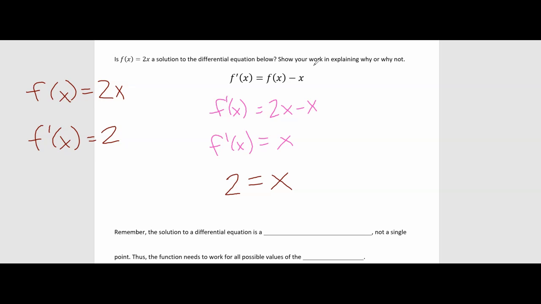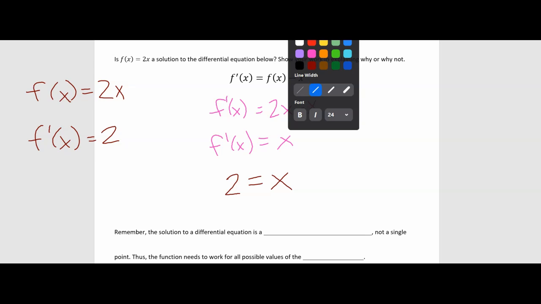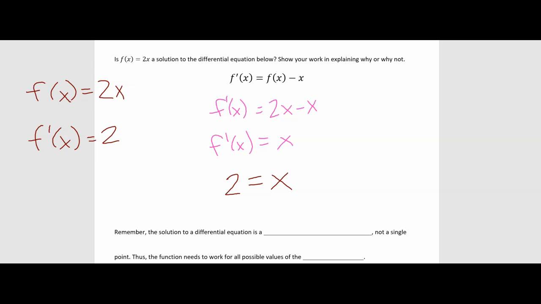Now, here's the thing. You may think, well, I got an answer, right? I got x is equal to 2. That doesn't look like it's false, right? It's not like 2 is equal to 4, false, but it's also not an identity. So take a look at what these two things are saying. We have the given possible solution. When I take the derivative of that, that says that f prime of x is equal to 2.